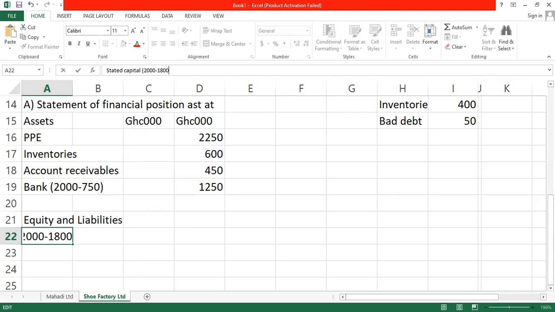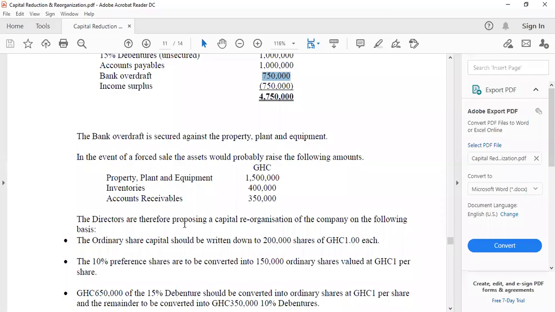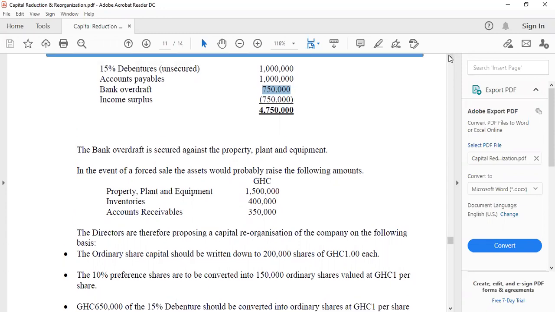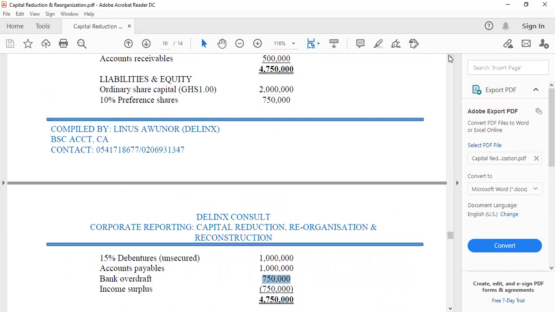Let's move on. What is the next one? The 10% preference shares are to be converted into 250,000 ordinary shares valued at 1 cedi per share. So the new value of the preference shares will now be 150,000, isn't it? What was the original value? 750,000. So they are giving up 600,000, isn't it? A gain or loss to the company? A gain. A gain of 600,000.